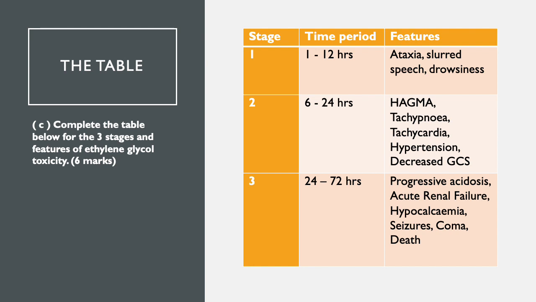The next time period is 6 to 24 hours, and I accepted if people put in a specific time frame within that broad category, rather than being very prescriptive. In this stage would be HAGMA, tachypnea, tachycardia, hypertension, and of course a decreasing GCS, significantly decreasing GCS. The period after 24 hours, and I accepted even longer than that if people mentioned neuropathies, which was fine by me, but what we were really looking for was progressive worsening acidosis, renal failure, hypocalcemia, seizures, coma, that type of thing. So a bit of a gradient in the different features.